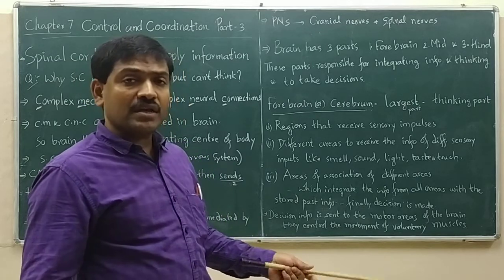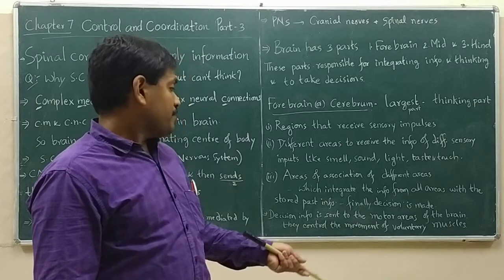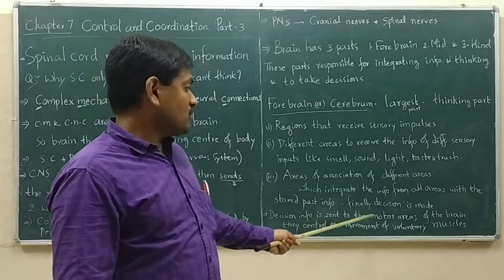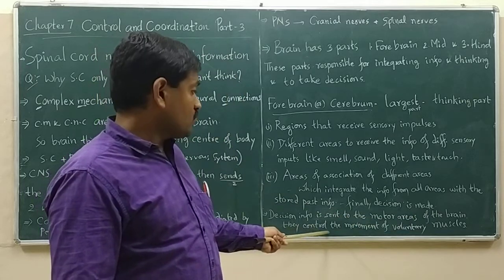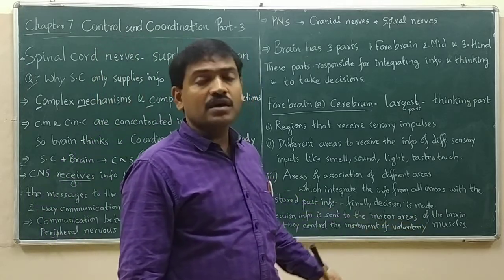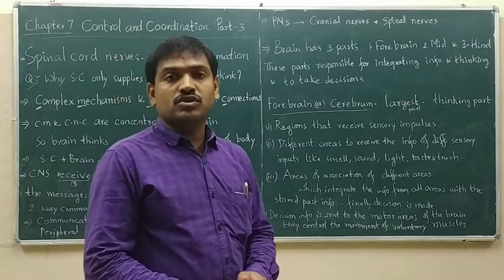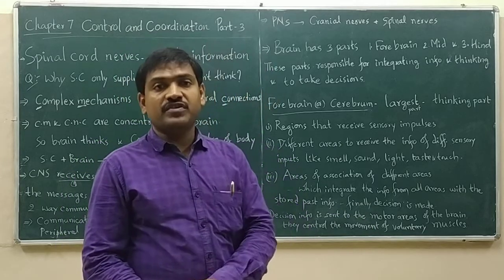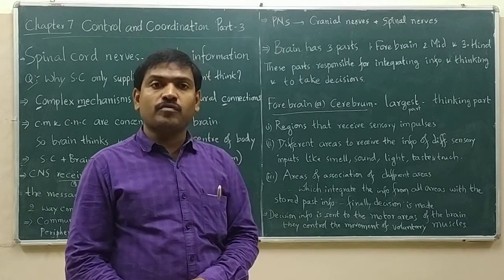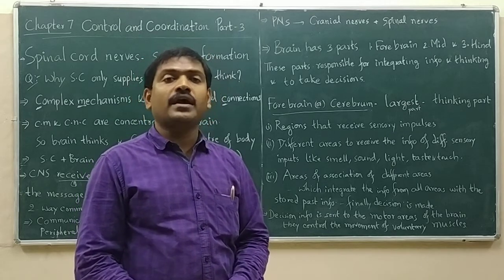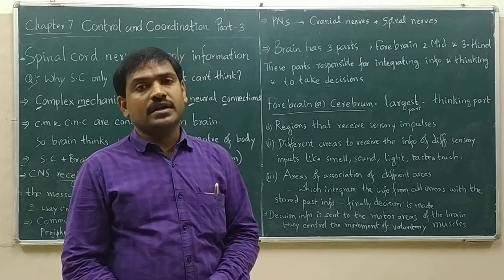So voluntary movements are carried out by what? Skeletal muscles. So this information is sent to the motor areas of the brain, and these motor areas will control the movement of voluntary muscles or skeletal muscles. This is the brief description of the functioning of the forebrain. Other functions of the forebrain and functions of midbrain and hindbrain we will discuss in the next class.